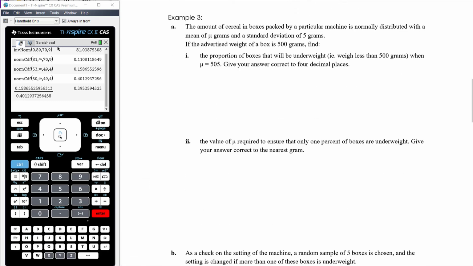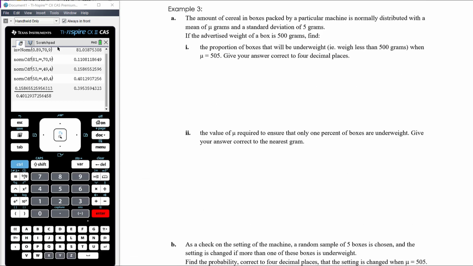Right, the amount of cereal in boxes packed by a particular machine is normally distributed with a mean of mu grams, so an unknown mean, and a standard deviation of 5 grams. If the advertised weight of a box is 500 grams, find the proportion of boxes that will be underweight. So therefore the proportion of boxes that actually weigh less than 500 grams, even though the advertised weight is 500. And we want to, in part 1, use the mean of 505.